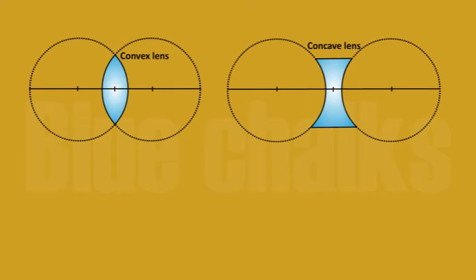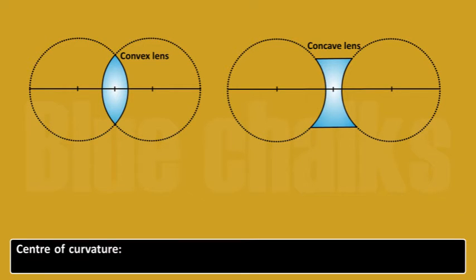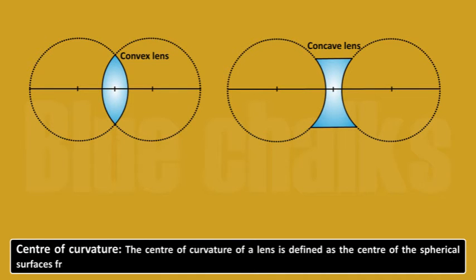Now, let us understand the various terms related to convex lens and concave lens. Center of curvature. The center of curvature of a lens is defined as the center of the spherical surfaces from which the lens has been cut. Thus, there will be two centers of curvature. The letters C1 and C2 represent them.